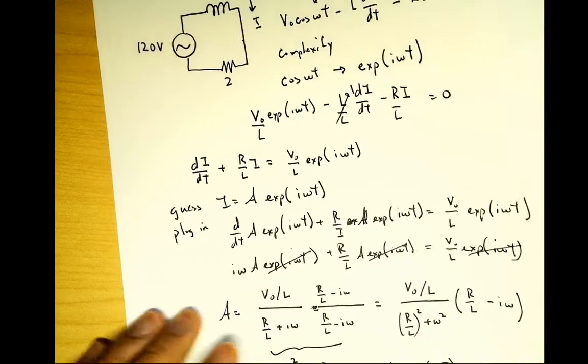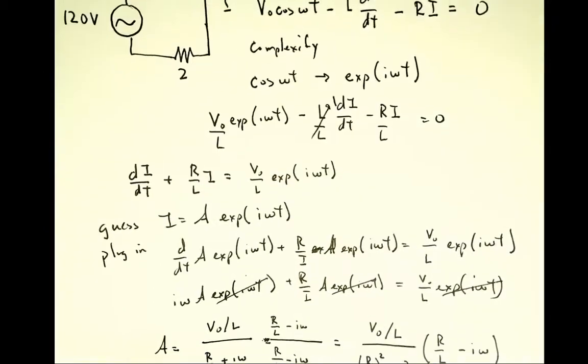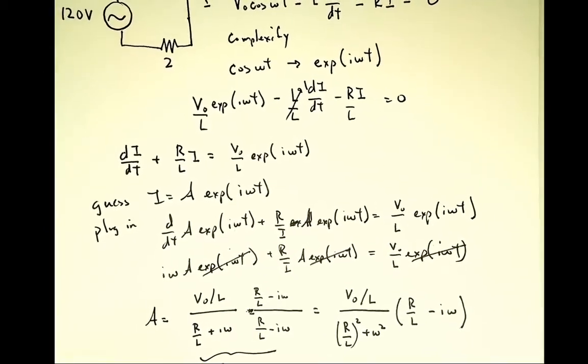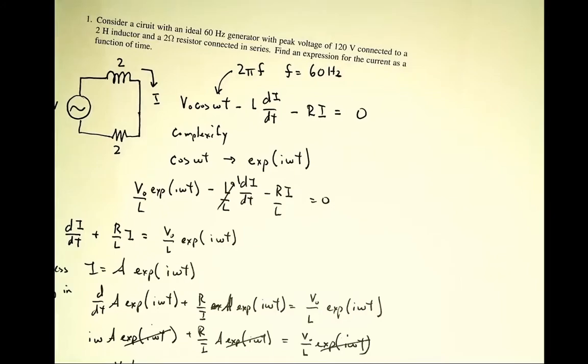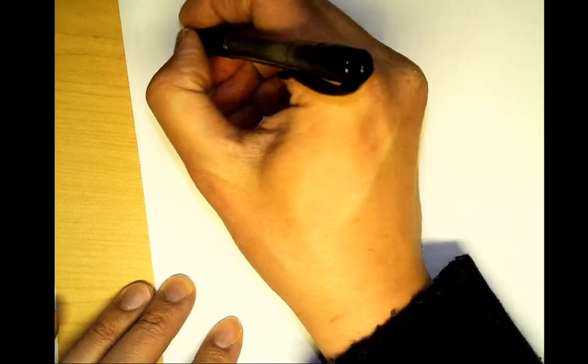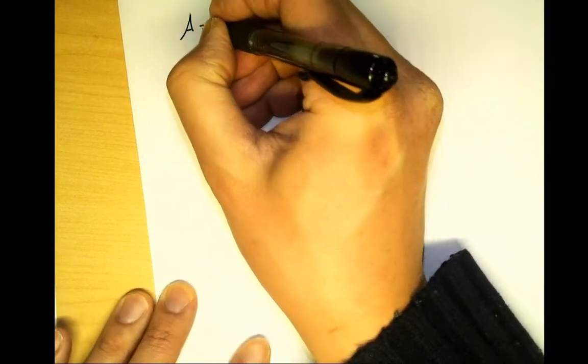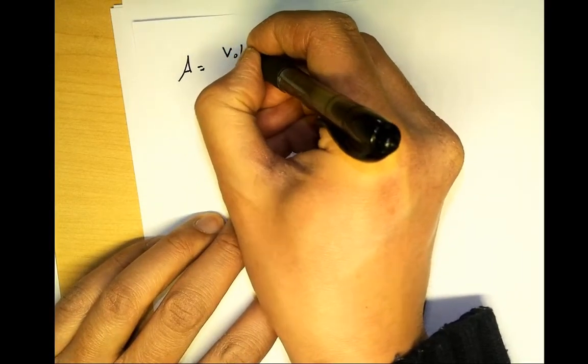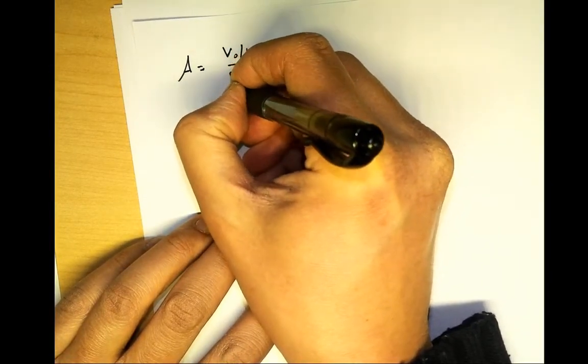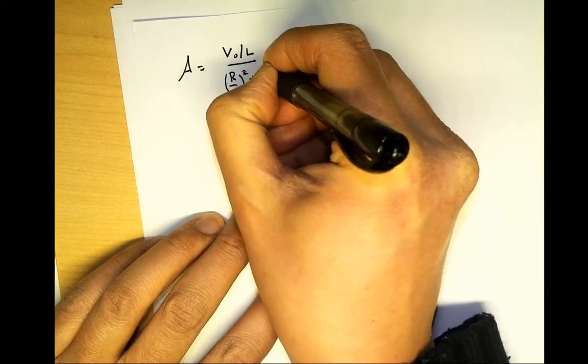Okay. So I'm going to copy this to the other side, and then we're going to keep pushing this forward. I'll just copy it to this side now first. Okay. So I'm going to write down what A was again. So A was equal to V0 over L divided by R over L squared plus omega squared.